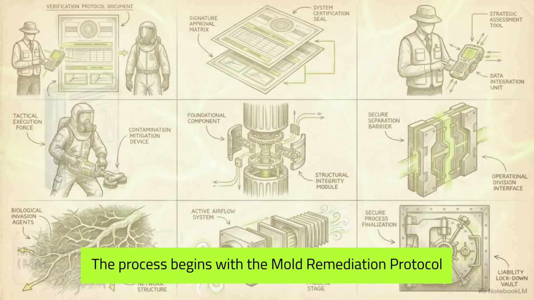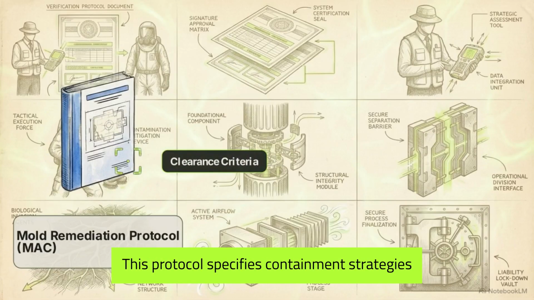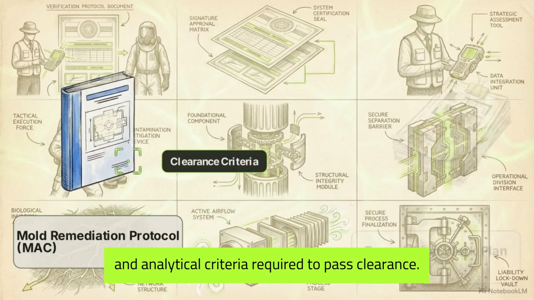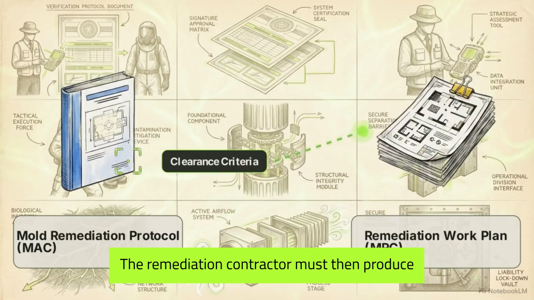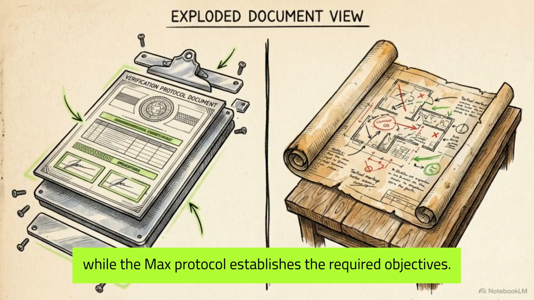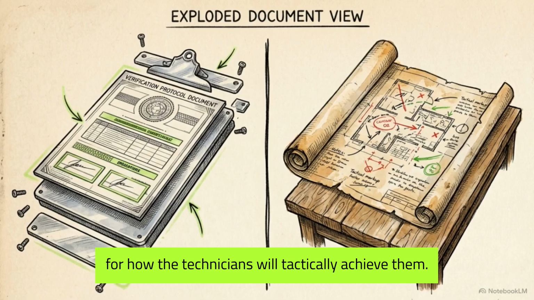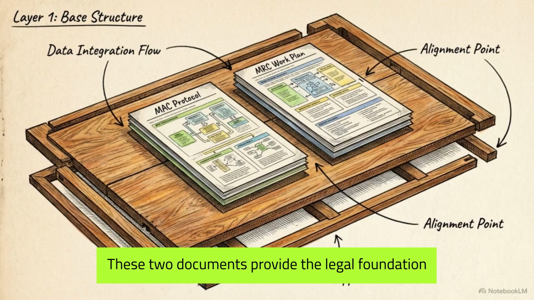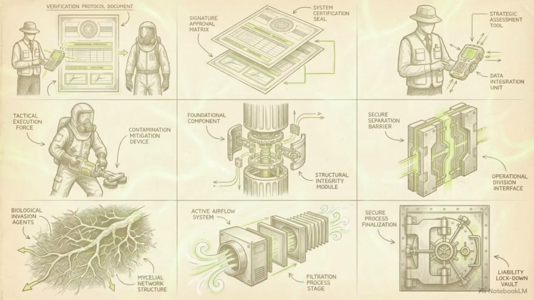The process begins with the Mold Remediation Protocol, prepared by the MAC, dictating the exact scope of work. This protocol specifies containment strategies and analytical criteria required to pass clearance. The remediation contractor must then produce a remediation work plan in direct response. While the MAC's protocol establishes the required objectives, the MRC's work plan provides the instructions for how the technicians will tactically achieve them. These two documents provide the legal foundation for the Post-Remediation Verification Matrix.